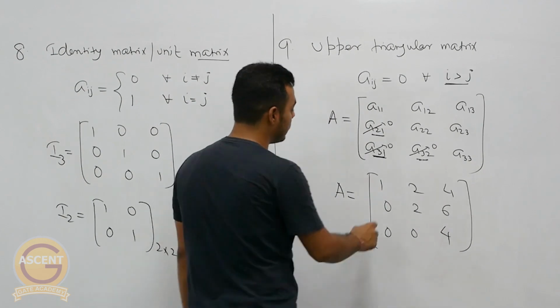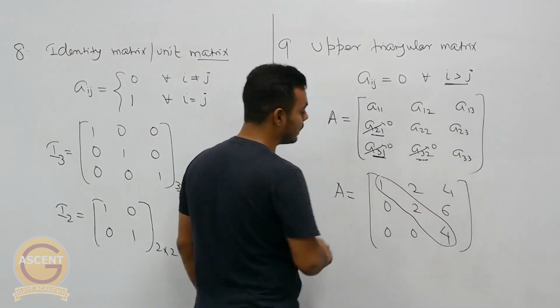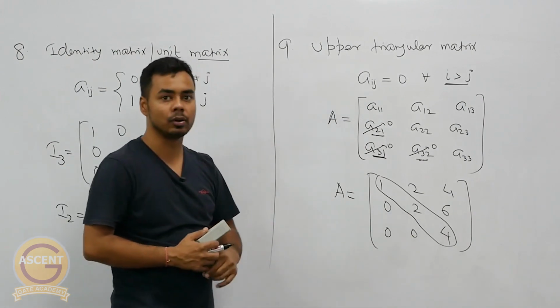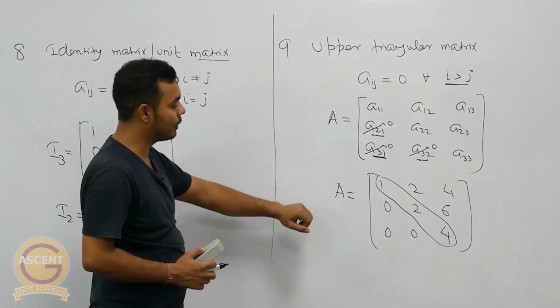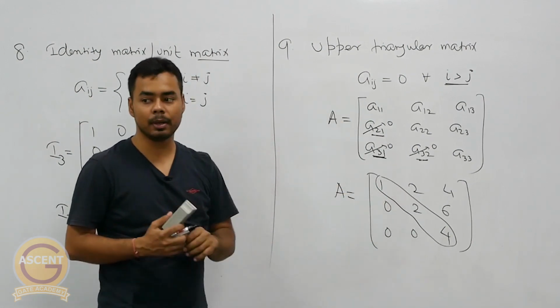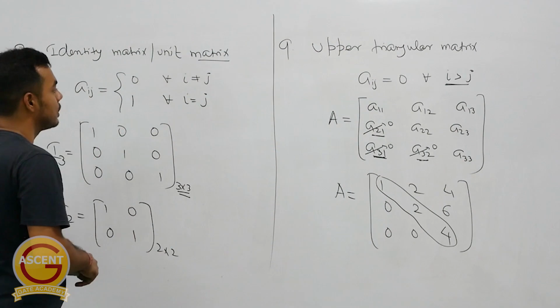So you can see that this is your leading diagonal, or you can call this the principal diagonal, and the elements which are below this leading diagonal are 0. So therefore it is an example of an upper triangular matrix. If all the entries below this leading diagonal are 0, then the matrix will be an upper triangular matrix. So this was number 9.